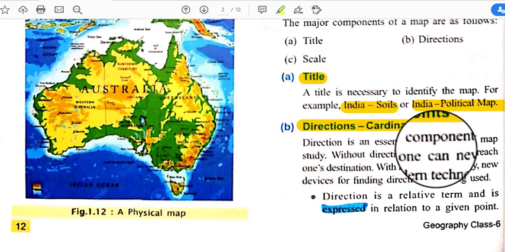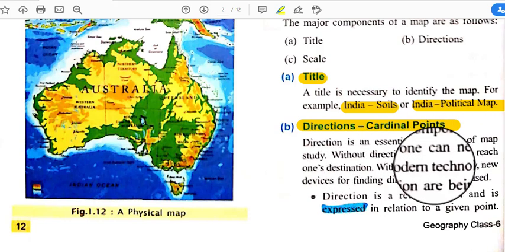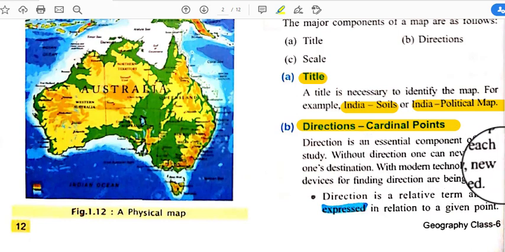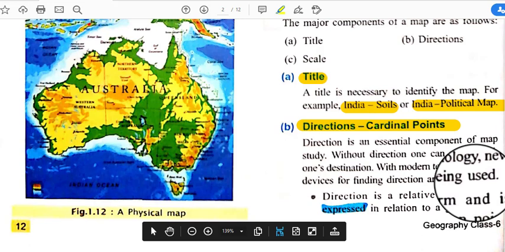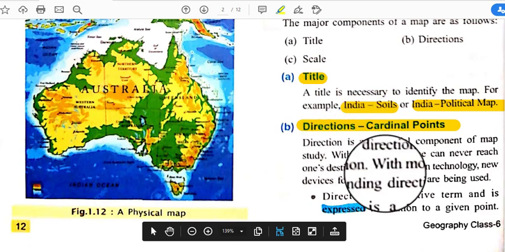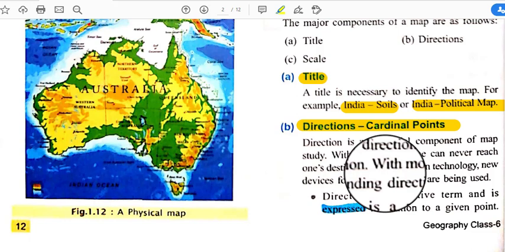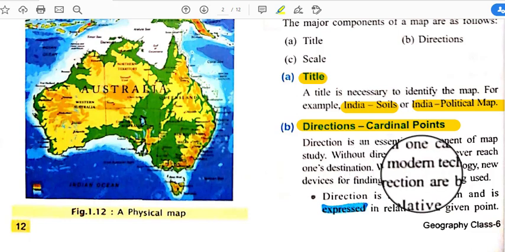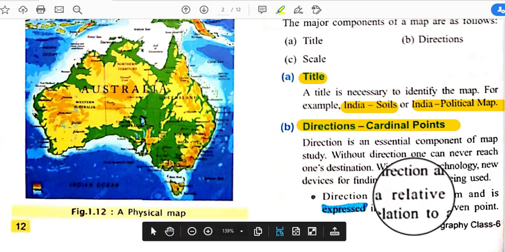Direction is an essential component of map study. Without direction one can never reach one's destination. With modern technology, new devices for finding direction are being used. Direction means that on every map there is a direction line. With the help of an arrow we show the direction of the north line. As technology develops day by day, with the help of various kinds of devices we can easily find the direction of a place.